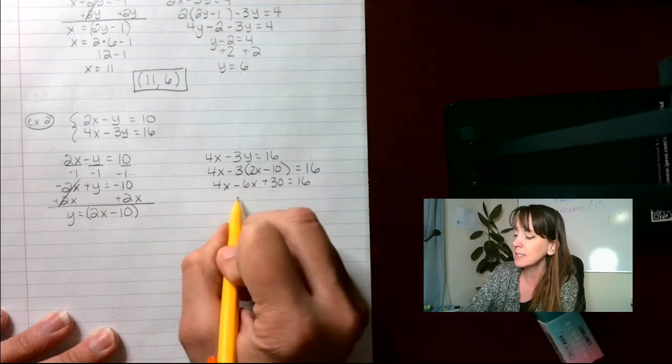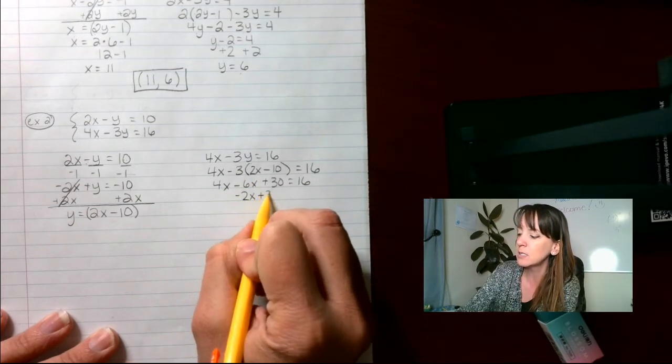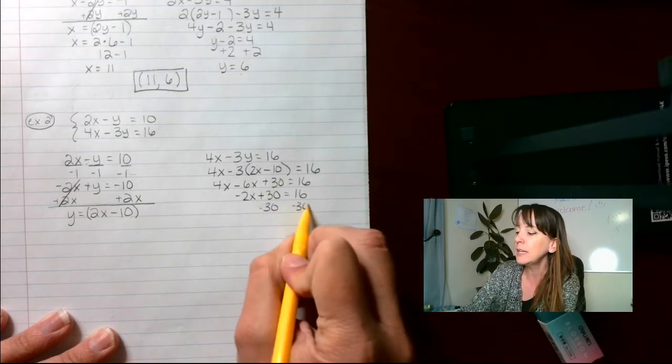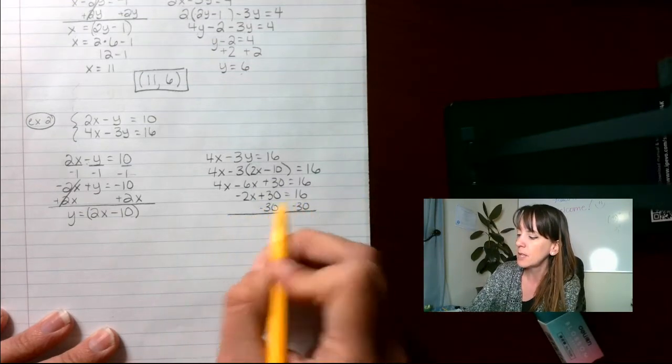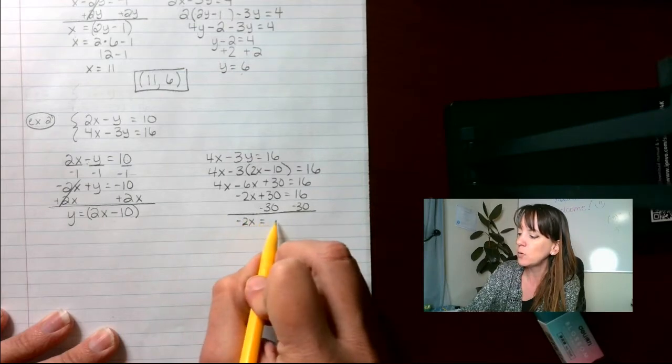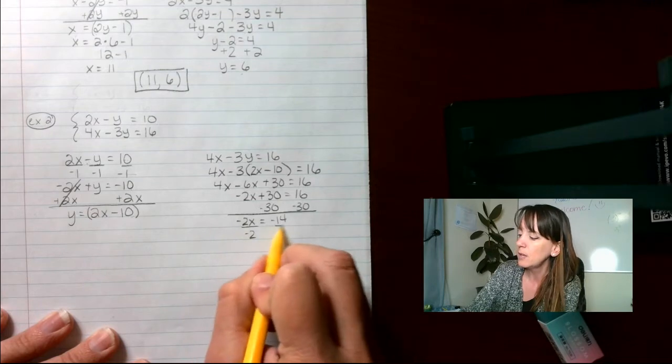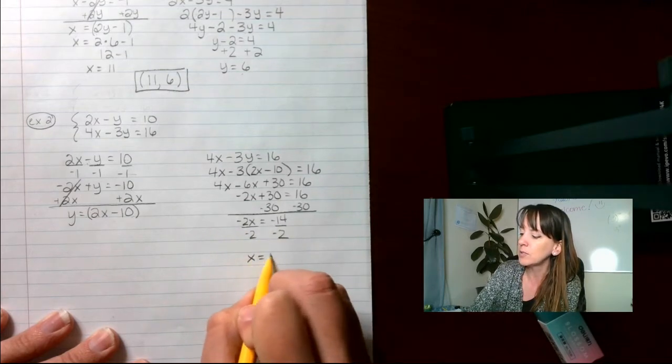4x minus that is going to give me -2x plus 30 equals 16. Minus 30, minus 30. -2x equals -14. Divide both sides by -2, and you end up with x equals 7.